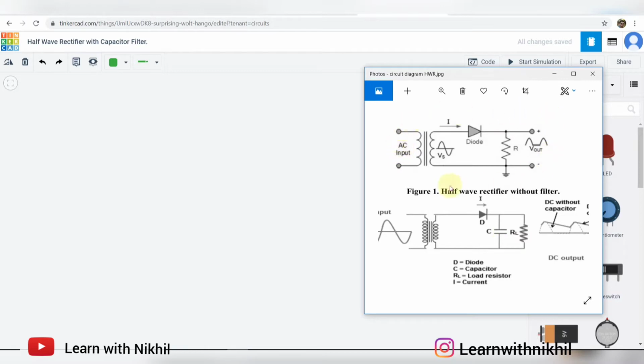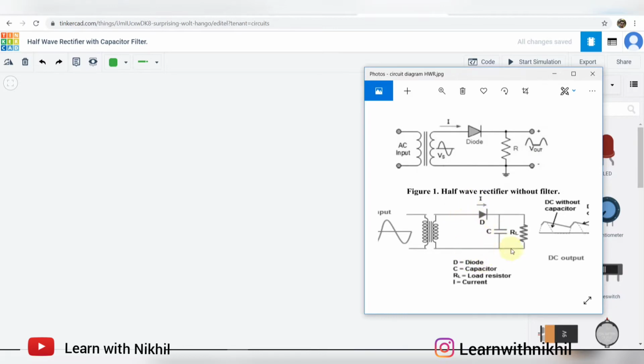If you want to study the circuit diagram, the input is AC supply, then we have a transformer, then the positive is given to the positive of the diode, the negative terminal is given to one terminal of the resistor, and the other terminal of the resistor is attached to the negative terminal of the input supply, and we are taking the output across the resistor. So here we'll attach a CRO or you can attach a digital multimeter.